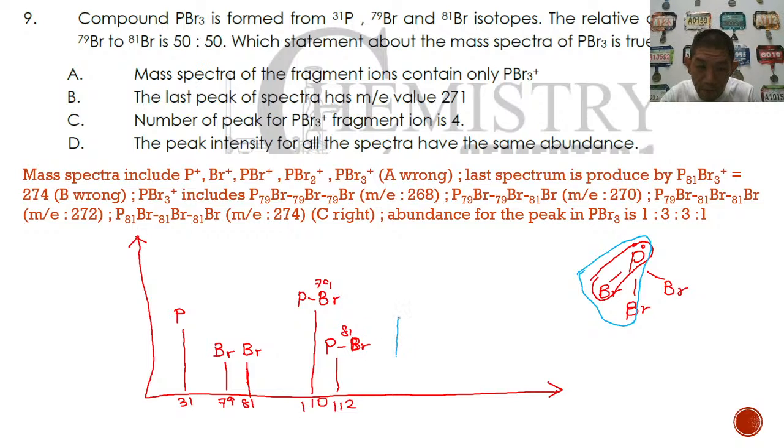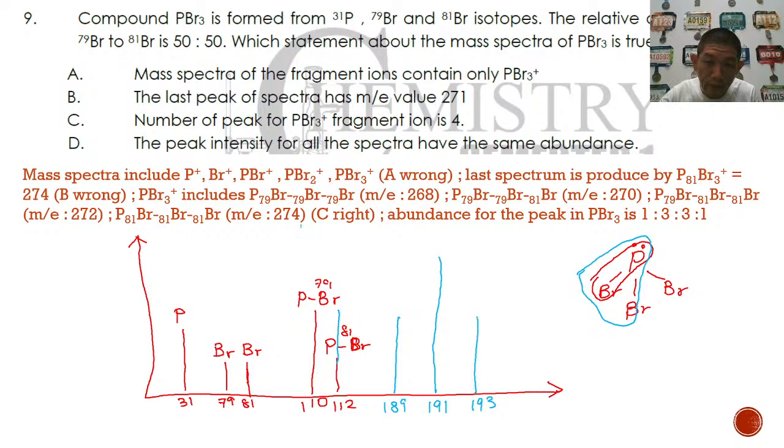So in here you have phosphorus. The peak of these two heights should be the same. Okay, so what is the possible PBr2? So you shall have m over e at 189, 191, and then 193.